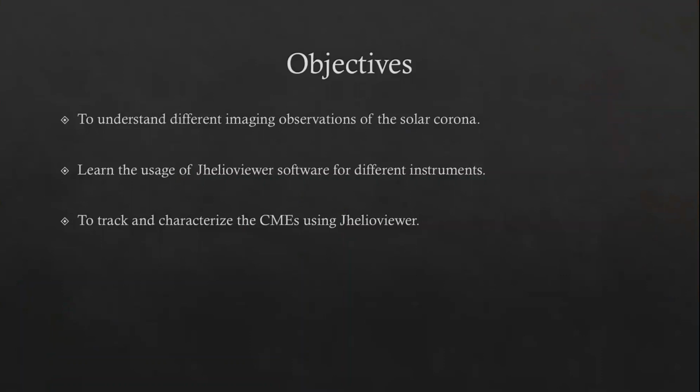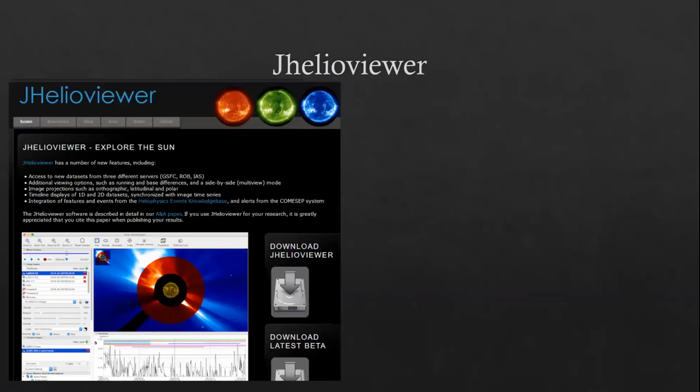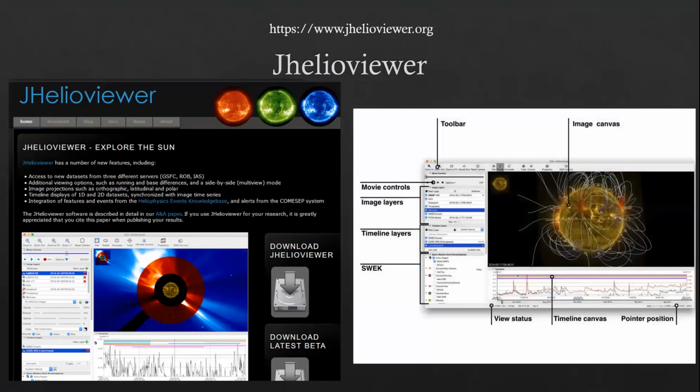You have to understand different imaging observations of the solar corona, then learn to use the JHelioviewer software for different instruments, and then you have to track and characterize the CMEs using JHelioviewer. Okay, so this JHelioviewer tool or software, you have to use, and you can access the datasets from different servers in this tool. There are a lot of functionalities in this tool which you can explore later in the project as well.